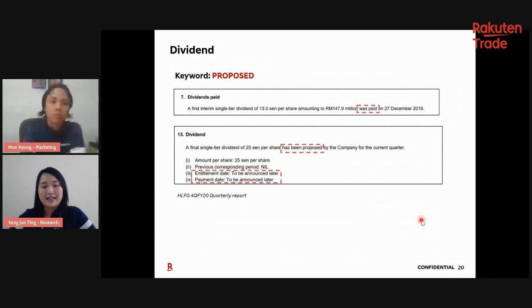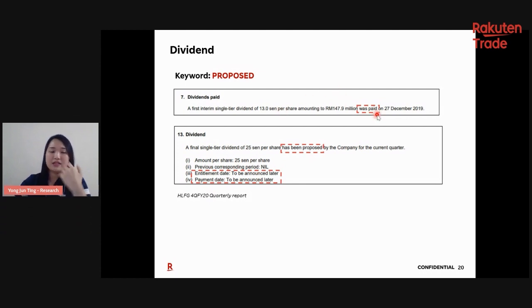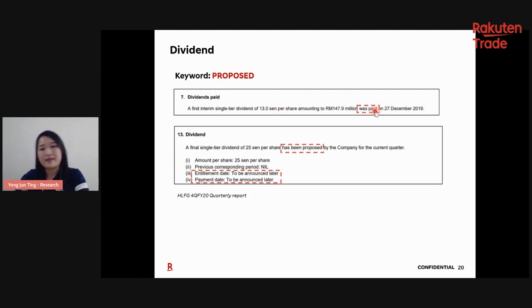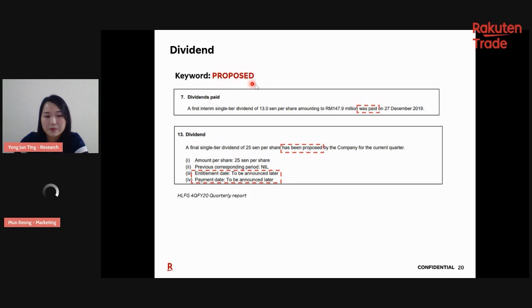Okay, then lastly, in the financial elements in financial reports that I want to highlight again, dividends. So when you look at dividends, please search for the keyword "proposed". There are two categories. One is dividend paid. This is what I got from the quarterly results, Hong Kong Financial Group for quarter financial 20. So this is the dividend that the company already paid. So if you want to look for dividend, please look for this keyword, proposed.